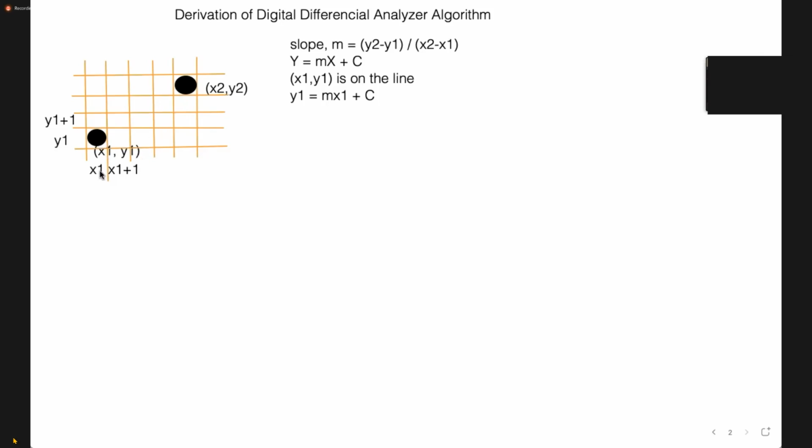The only thing we have to know is that this is going in this direction, therefore we can increment in the next direction. When we increase in the next direction, what is going to happen? That we can check. By incrementing in the x direction, the x coordinate goes from x1 to x1 plus 1.